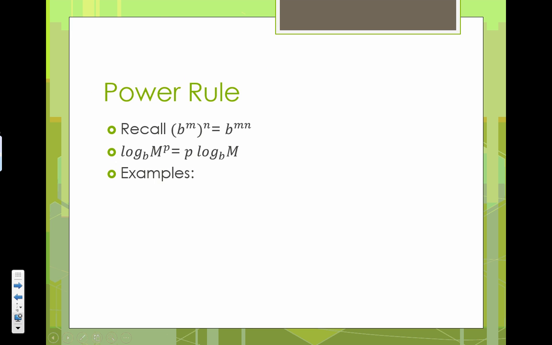So the next rule is our power rule. And if you remember with exponents, when we did the exponent of an exponent, we could simplify that by multiplying the exponents. Here, when I have log base b of m to the power of p, I can pull that p out front and turn that into multiplication. So I've got p times log base b of m. So I'm going to do a few examples of that one so that you feel comfortable with it. So the natural log of x cubed is equal to 3 times the natural log of x.